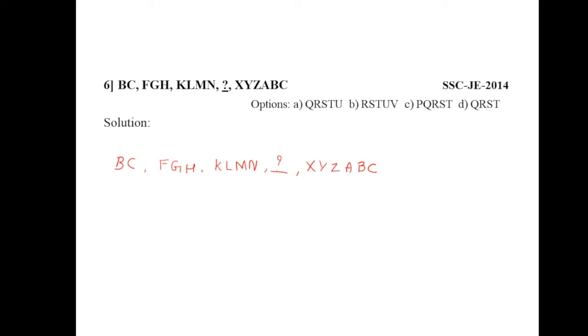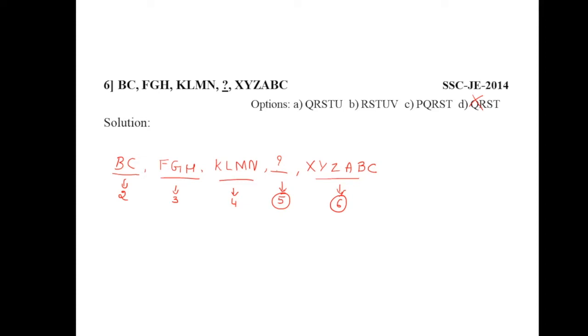So here the logic is, in the first group there are a total of 2 letters, in the second group there are a total of 3 letters, in the third group there are a total of 4 letters. So by the logic it must be 5, and here the total number of letters is 6. So in the options you can remove option D because only 4 letters are there. You can remove option D directly. And now I will number this.